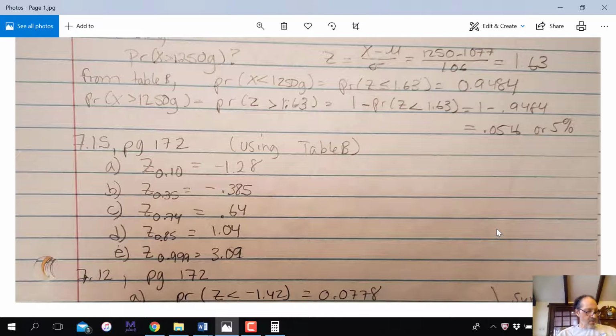If I go across the row that's labeled minus 0.3, I get to somewhere between 0.08 and 0.09, so I need 0.35. Which one is closer? I would say 9 is closer, so this value should be something like minus 0.39.